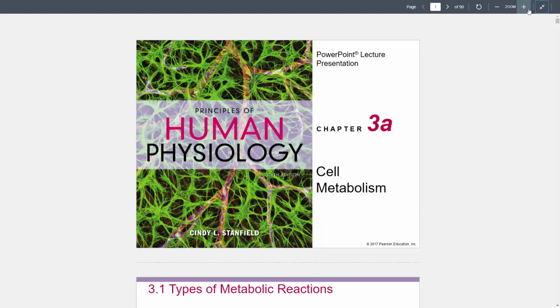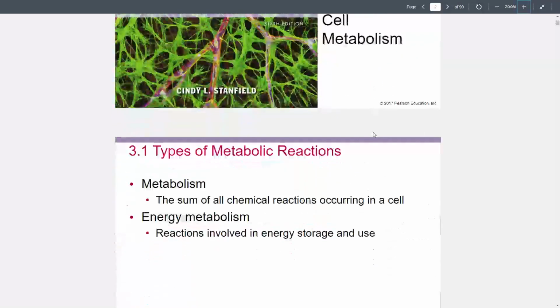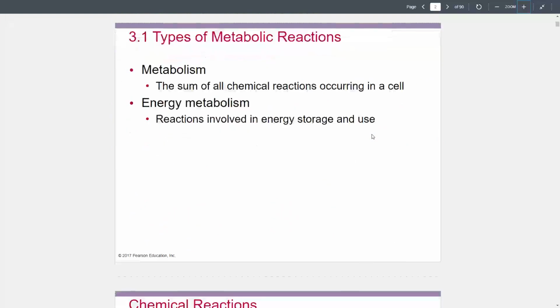So in this PowerPoint, we are going to talk about cell metabolism, in this first half, I should say. We'll continue to talk about cell metabolism in the second half, but we're just going to start here. So, when we are talking about cell metabolism, we need to talk about what it is. Metabolism is the sum of all chemical reactions occurring in a cell.